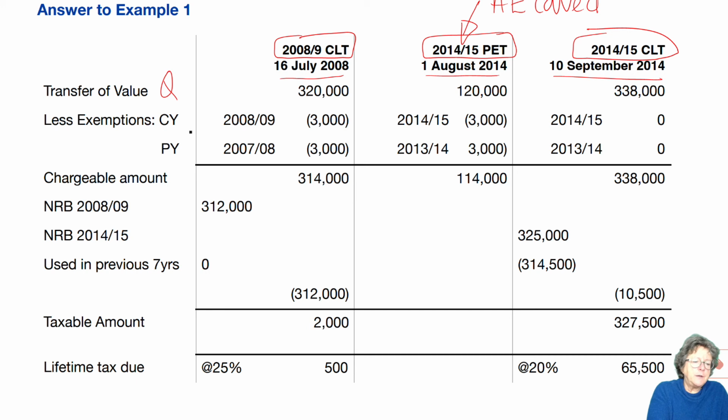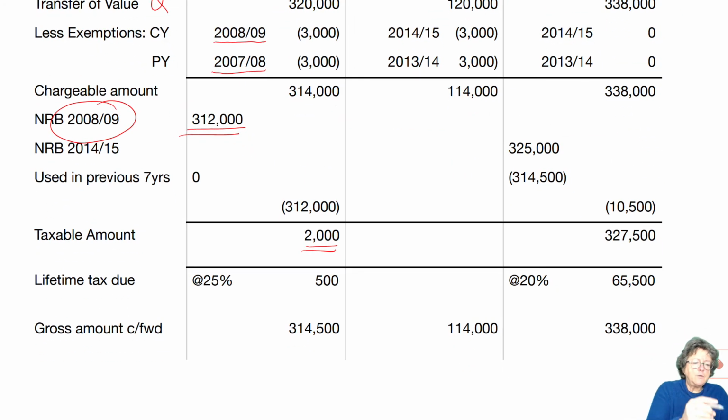So we have an annual exemption for the current year, and I put the date in. You'll get extra marks for that, 3,000, and the previous year, which brings the chargeable amount down to 314,000. Now, 2008-9, the nil rate band was 312,000, which leaves us with a taxable amount of 2 when we deduct it. We work out, go back to the question, who's paying the tax?